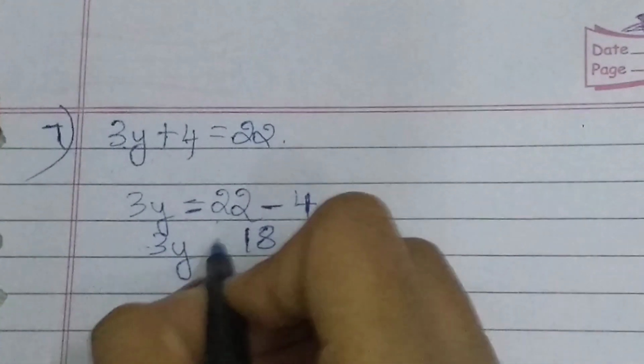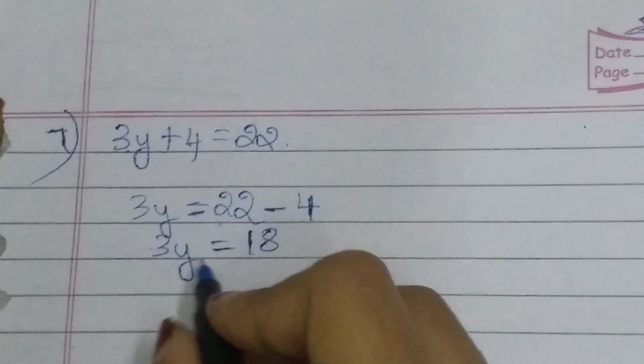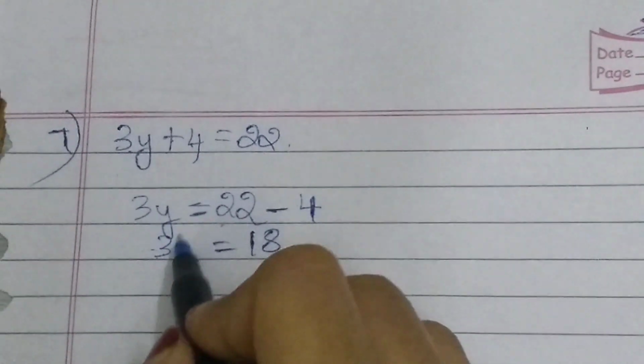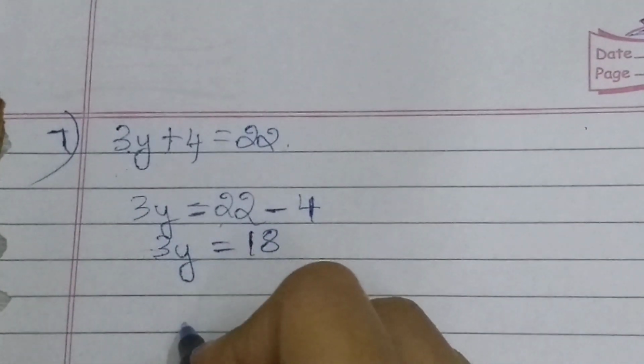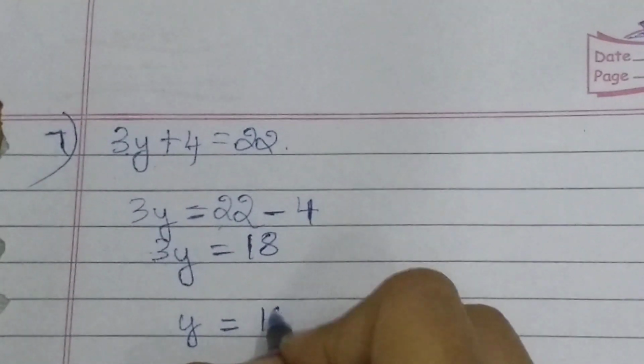3y, put it down. Now we'll take this variable down, only the variable. In 3y, this is a number and this is an alphabet. Now we'll take only the alphabet down here, the variable. Y is equal to 18.